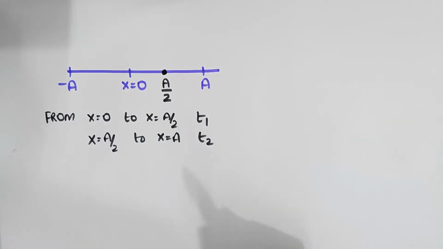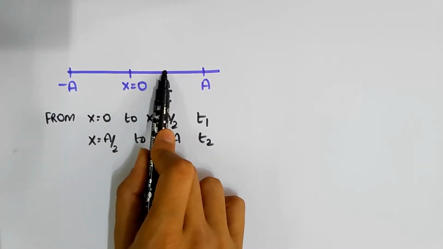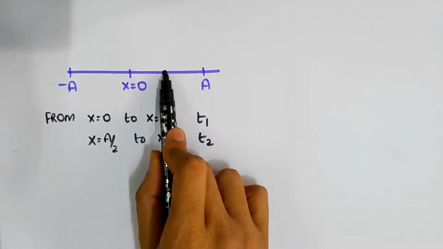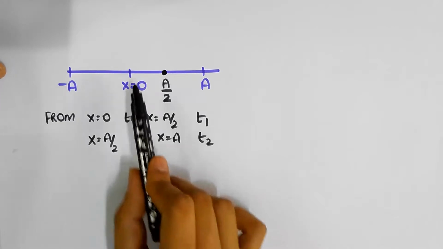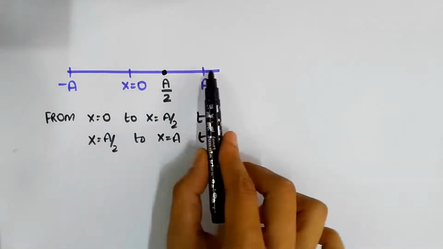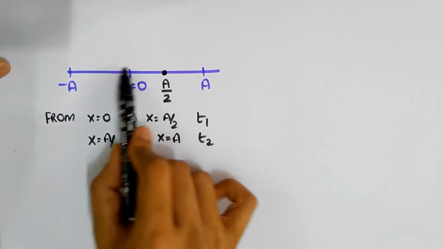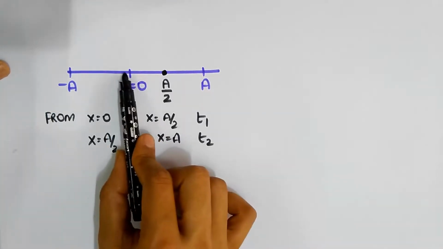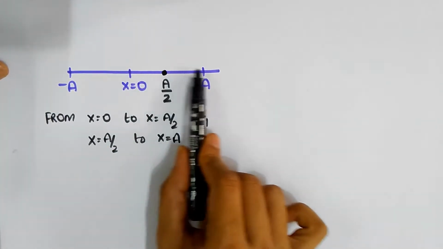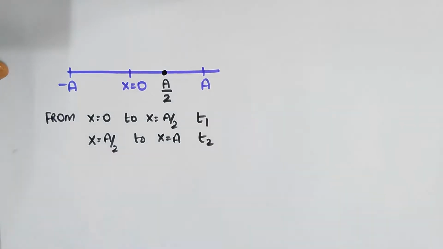I want you to first think about which time will be greater: the time it takes to go from here to here, t1, or the time it takes to go from here to here, t2. Well, notice that the distance traveled is exactly the same, but the velocity keeps changing. Remember that the speed is maximum at the equilibrium position. So the particle is very fast over here and it slows down and gets 0 speed right over here.